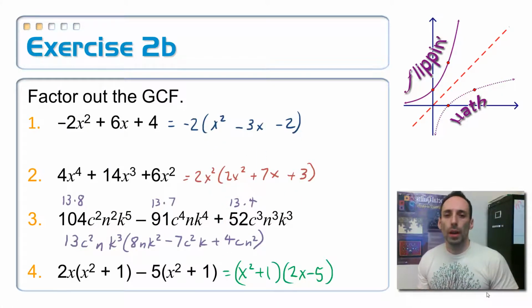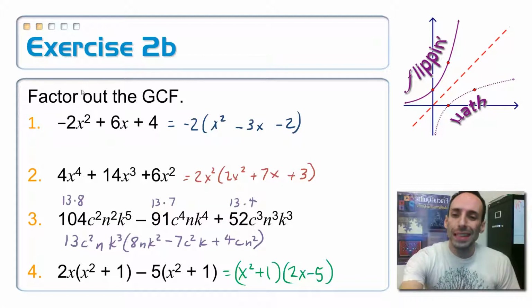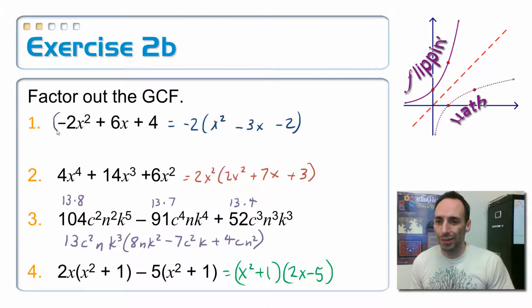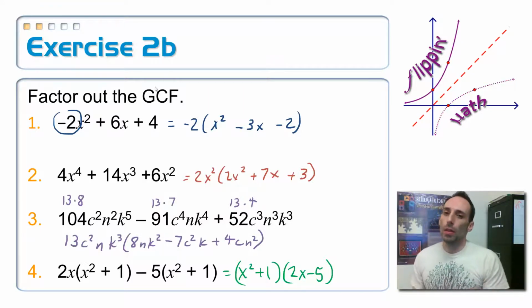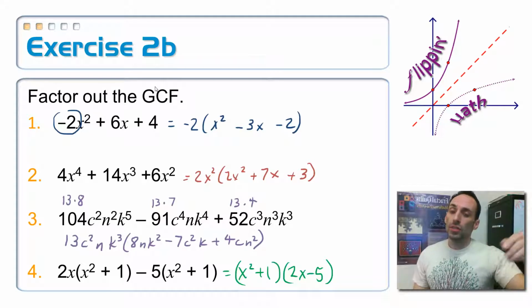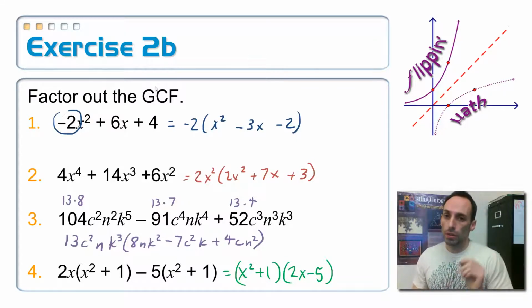Now, one thing that I'm going to point out to you, something that I'm going to suggest that you do too, is anytime the leading coefficient is negative, pull it out too. Anytime the leading coefficient is negative, pull it out as part of the greatest common factor. Even though not every single one of those is negative, it's going to make the quotient part easier to factor if the leading coefficient is positive instead of negative. That's why we want to take it out.